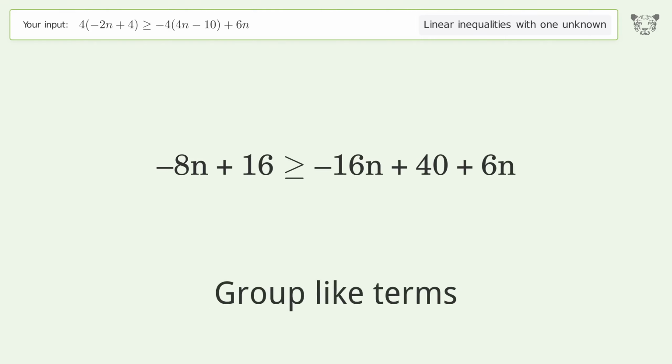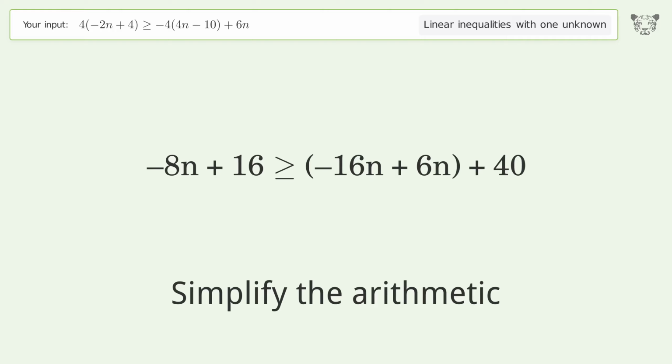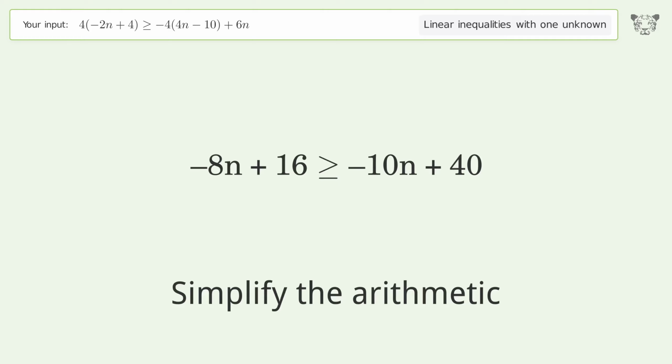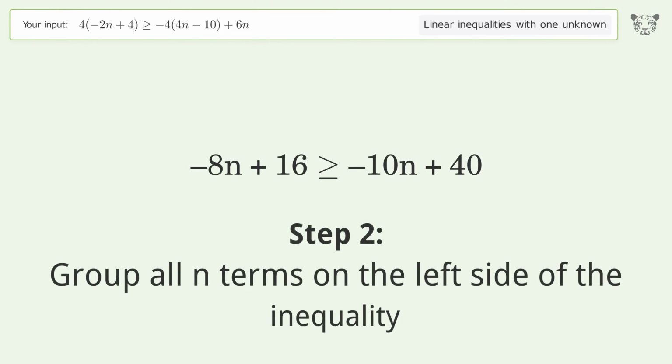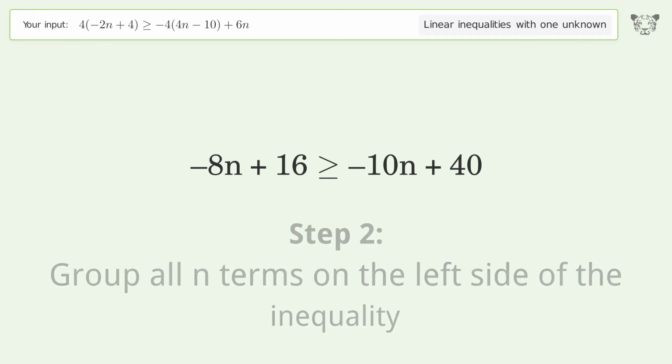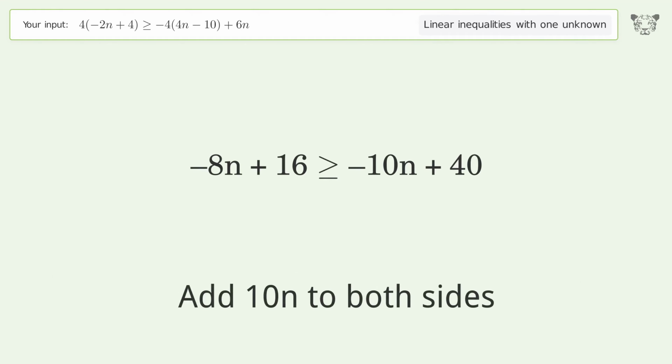Group like terms. Simplify the arithmetic. Group all n terms on the left side of the inequality. Add 10n to both sides.